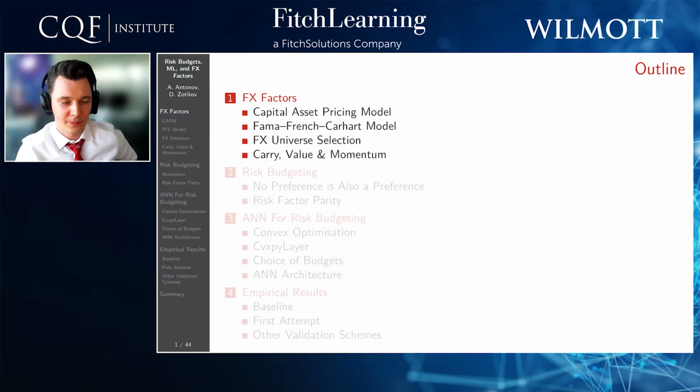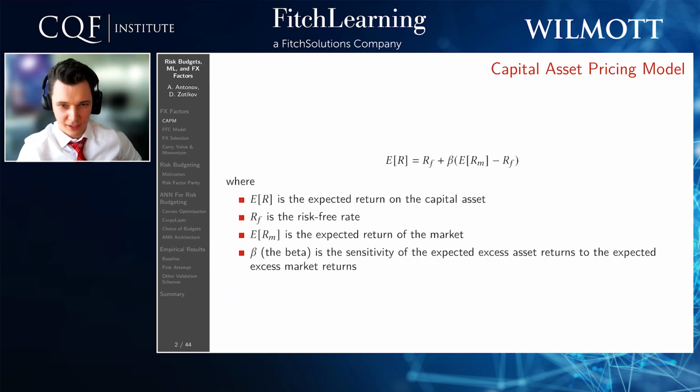Okay, we start off by introducing FX factors, and a good point of reference would be the capital asset pricing model, and I assume that the audience has good familiarity with that concept, but just as a brief reminder, for any asset that we observe, we can take a look at the decomposition of the expected return of that capital asset into the constant risk-free rate and the difference between the expected return and the risk-free rate through the linear coefficient that is called the sensitivity or the beta.